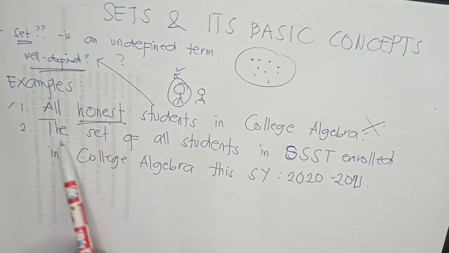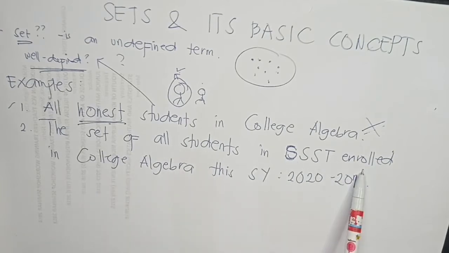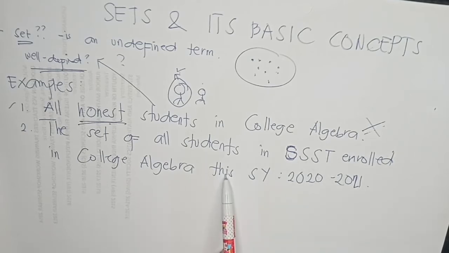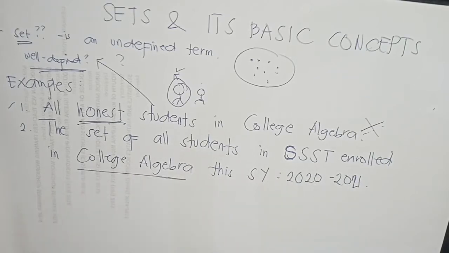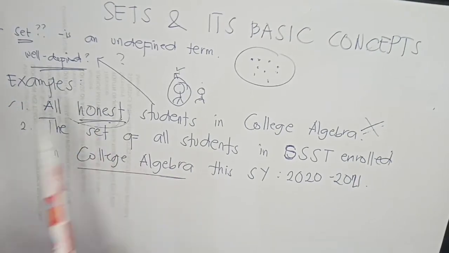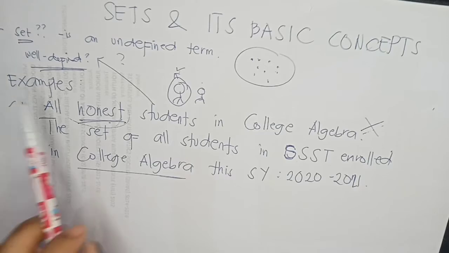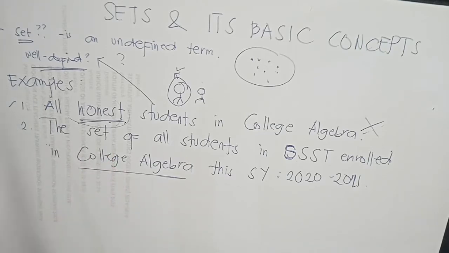The second one, the set of all students in ECCT enrolled in college algebra this school year 2020-2021, we call a well-defined set. Why? Because alam natin kung sinong naka-enroll sa college algebra, because meron tayong listahan kung sino ang na-enroll at sinong hindi. While in the first example, it is only honest, so it is basically our own perspective kung sinong honest at kung sinong hindi. So, the first example is not well-defined, and the second example is well-defined.